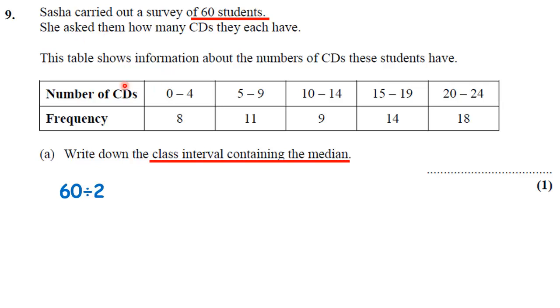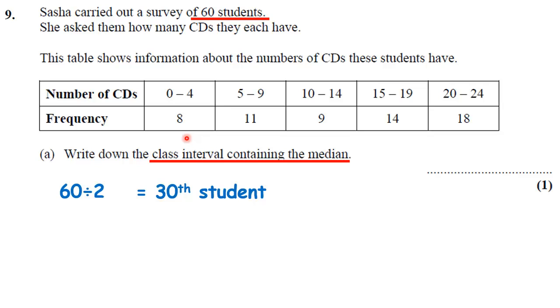So I'm going to find a halfway point in 60. 60 divided by 2 is 30. The 30th student is the one that I'm interested in. Now, we need to think about where this student may well be, the 30th student. The frequency tells us how many students we're dealing with.